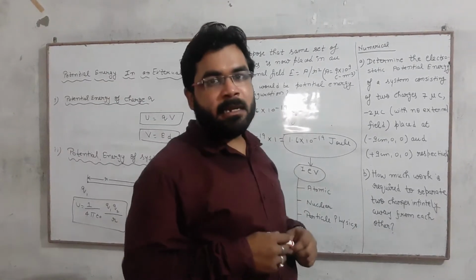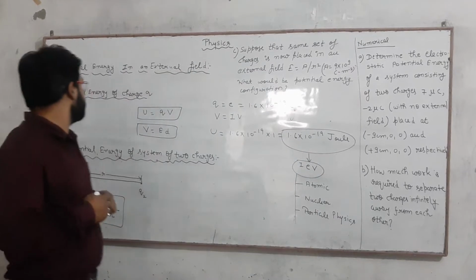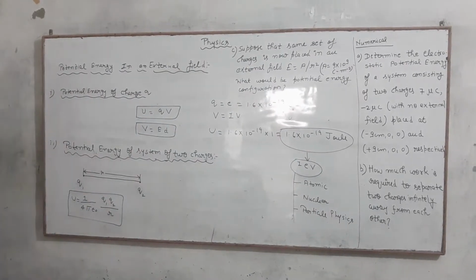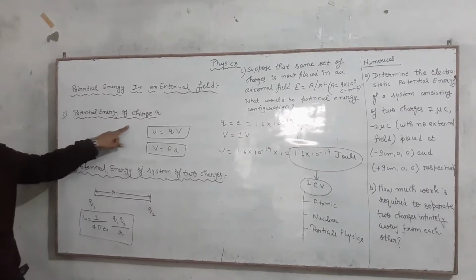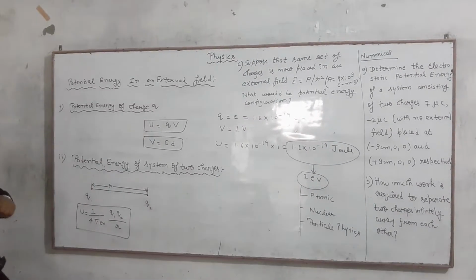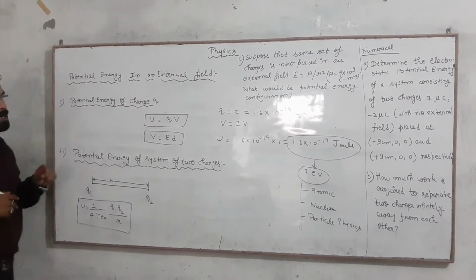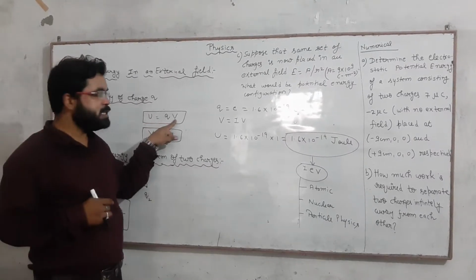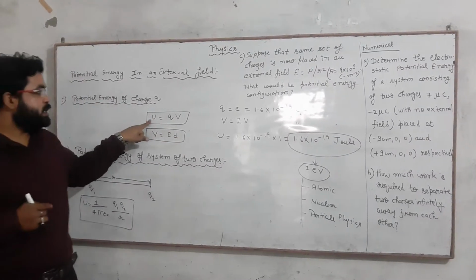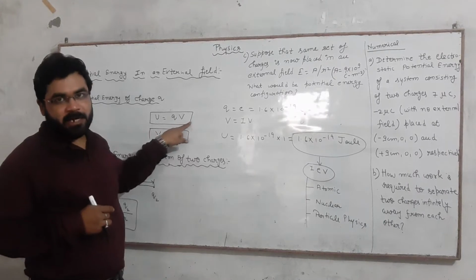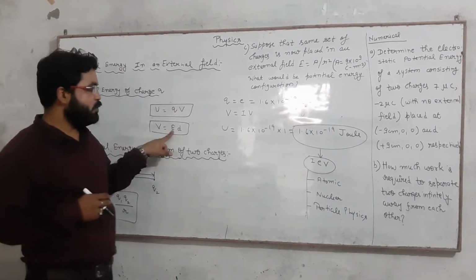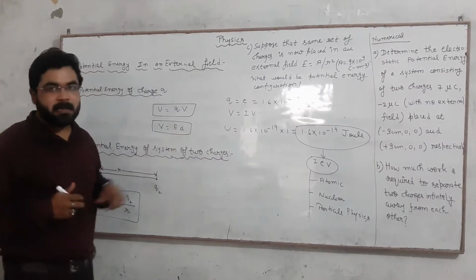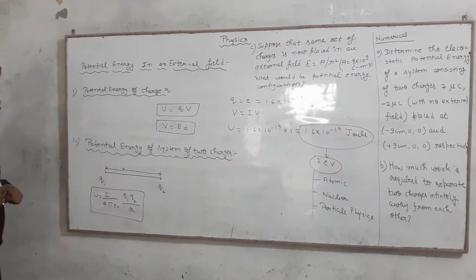Potential energy in an external field. There are two cases here. First is potential energy of charge Q. If there is one charge and the potential is V, then potential energy U is equal to QV, where V is equal to ED, where E is the electric field and D is the distance or displacement.